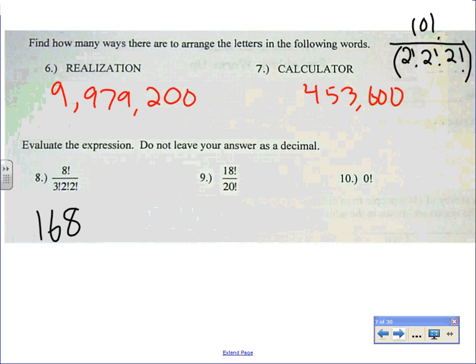380? Should be 1 over 380. Is that what you meant? Okay. Joseph, number 10. Good job.